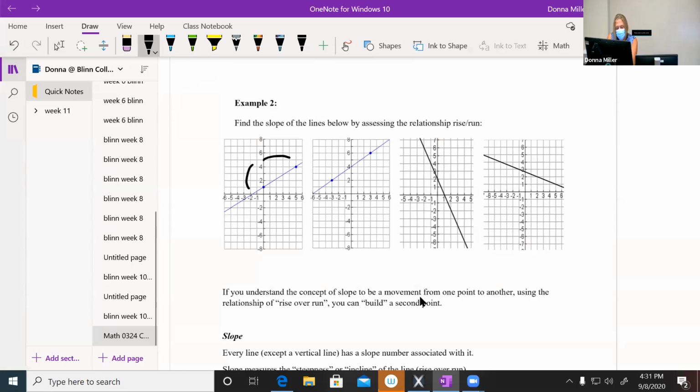So if I count, I go from 1, I got to go up 1, 2, 3. I'm going up 3. And I'm going over 1, 2, 3, 4, 5. I'm going over 5. Right? So my rise is 3 and my run is 5. So my slope equals rise over run. So the rise is 3 and the run is 5. That's all I got to do.